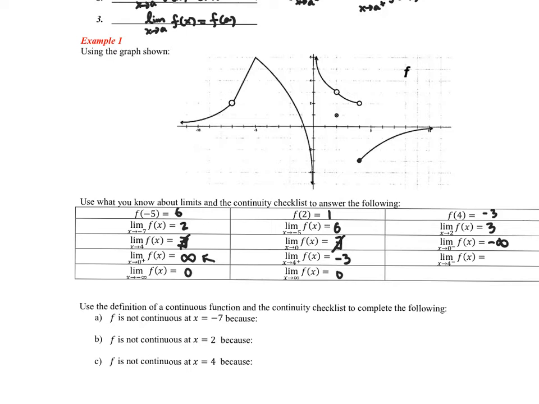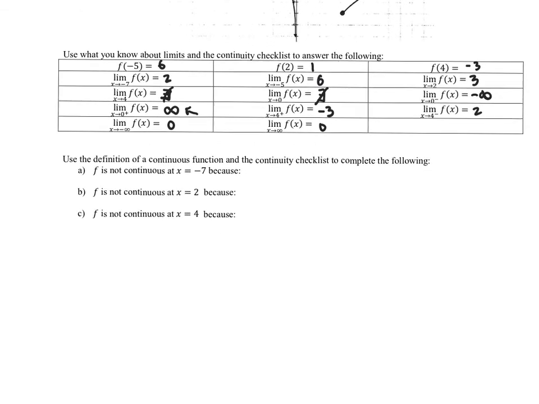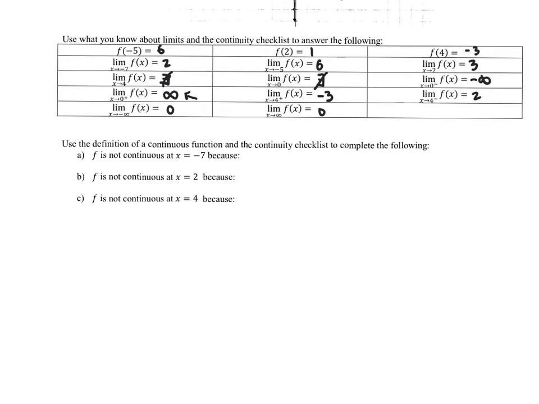And the limit as x approaches 4 from the left, one more time here, looks to be 2. So some practice there with limits. Okay, let's continue on here and look at the definition of continuity using these values that we've just determined. It says, use the definition of a continuous function in the continuity checklist to complete the following statements.